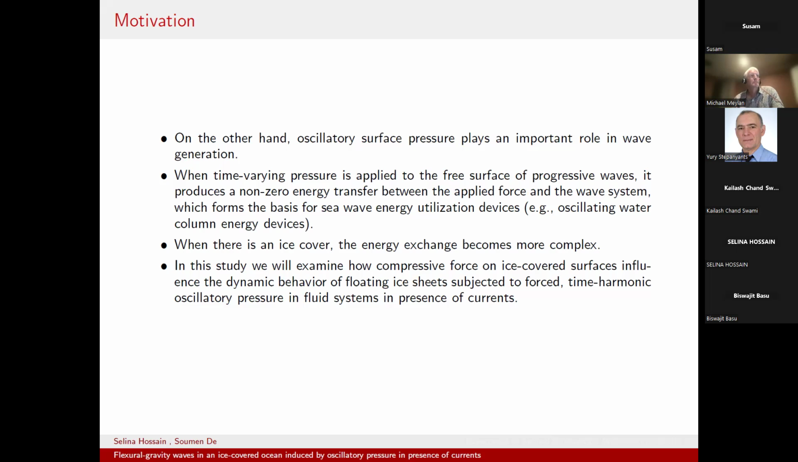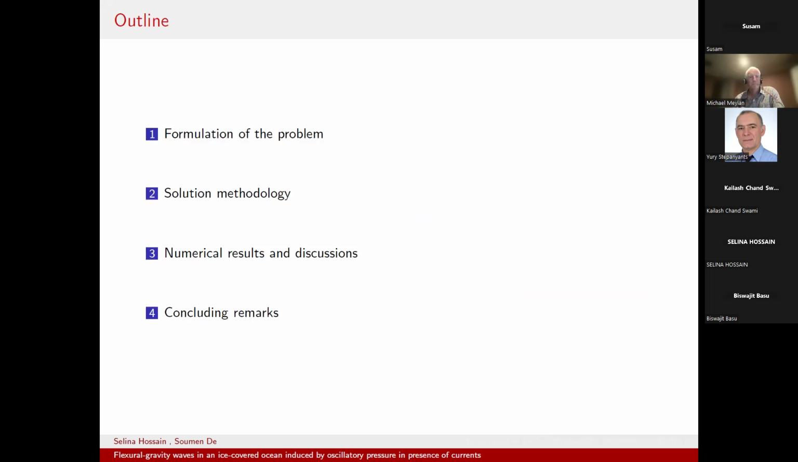In this study, we will examine how compressive force on ice-covered surfaces influences the dynamic behavior of floating ice sheets subjected to forced time-harmonic oscillatory pressure in the fluid systems in presence of currents. My presentation will cover the formulation of the problem, solution methodology, numerical results and discussion, and conclusions.